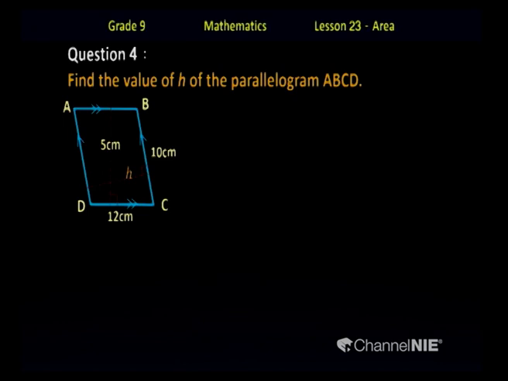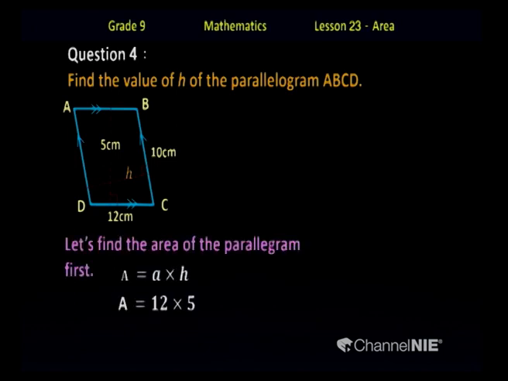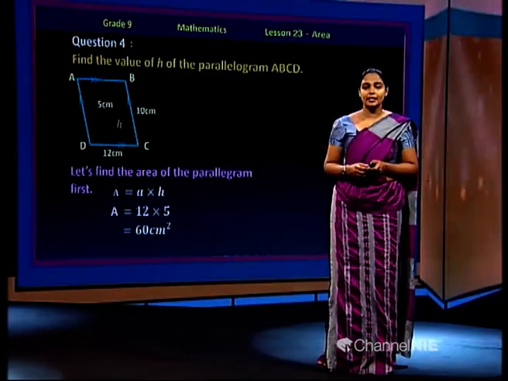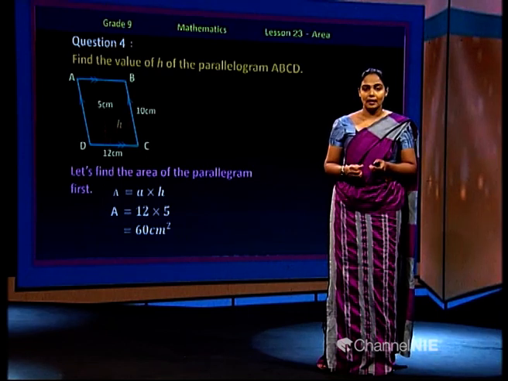Then can't you find out the area of this parallelogram first? Area of the parallelogram ABCD. Then let's find it. Area is 12 into 5. If you are selecting the base as 12 centimeter, then the corresponding perpendicular height is 5 centimeter. Then area is 60 square centimeters. Then students, now you can find out h because you have the area.